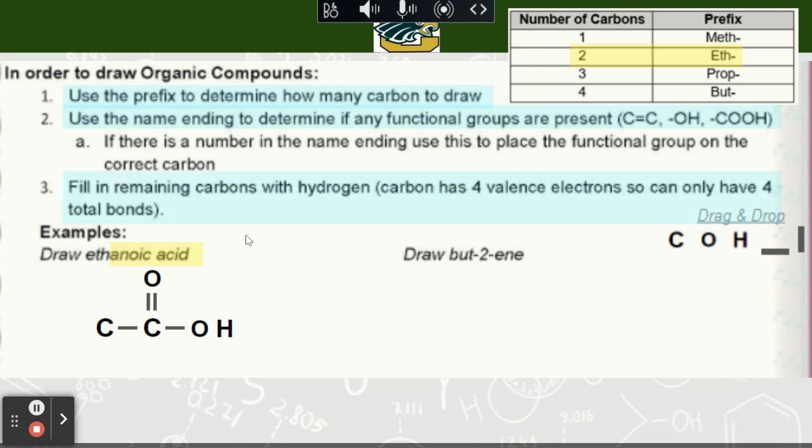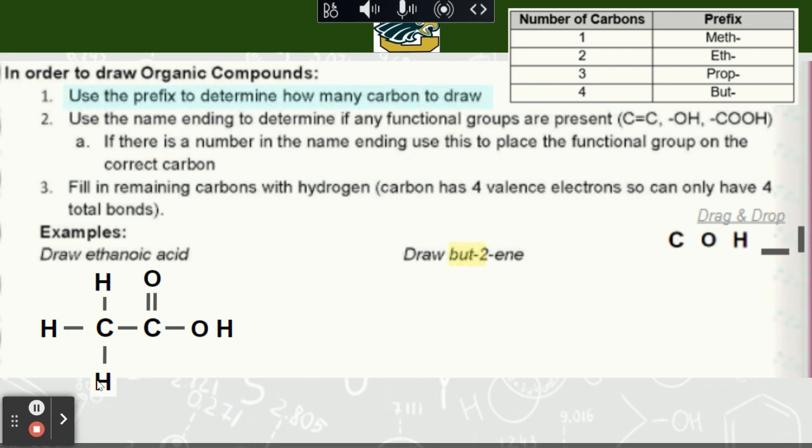And then the last part is to fill in the remaining carbons with hydrogen. Every single carbon should have 4 bonds. So this carbon has 1, 2, 3, 4 things on it. Now this carbon has 1, 2, 3, 4. All right, next drawing. That one's done.